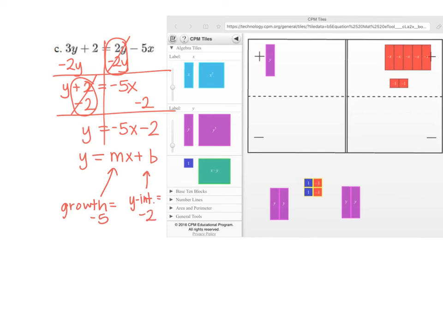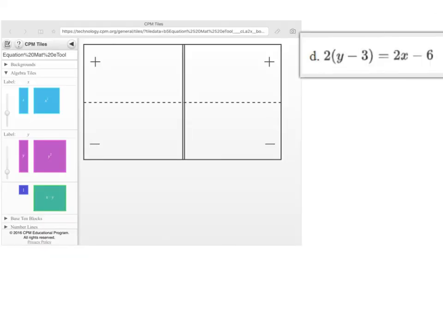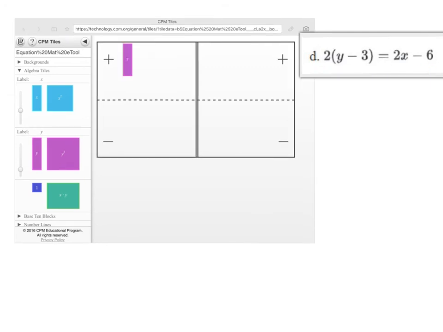Okay. Next, let's move on to letter D. All right, here's problem 5-3D. This problem reads 2 times y minus 3 is equal to 2x minus 6. So build your equation mat now so that your equation mat looks like this equation here. Pause the video until you're ready.